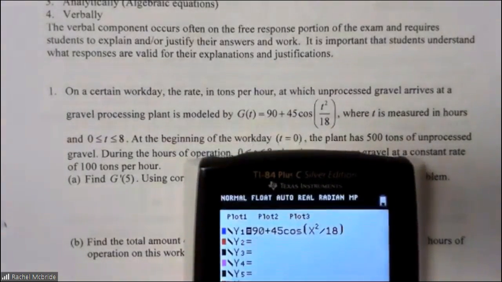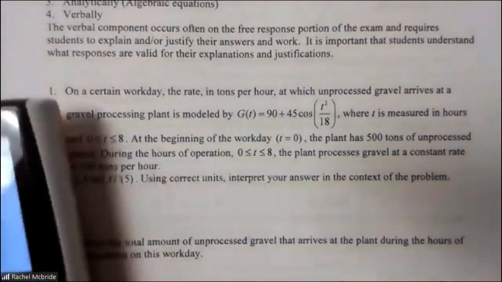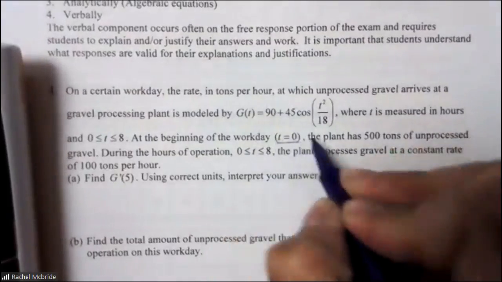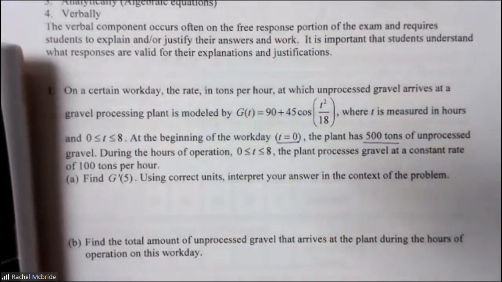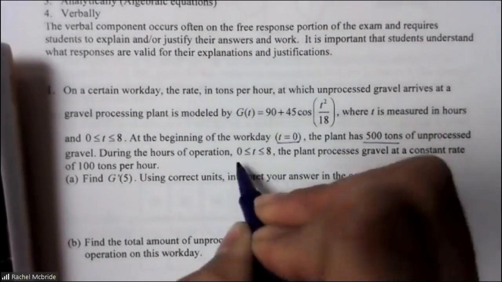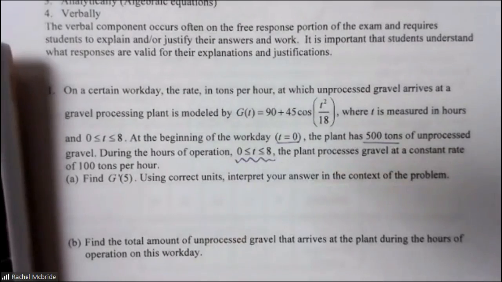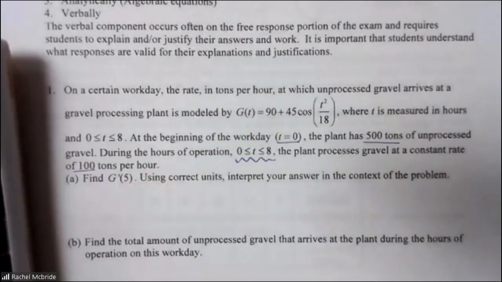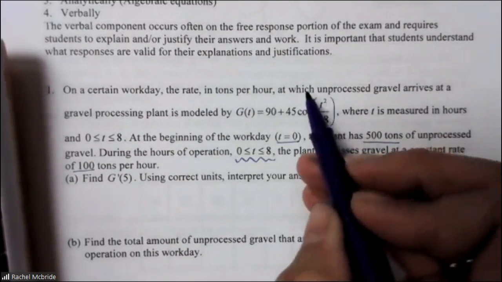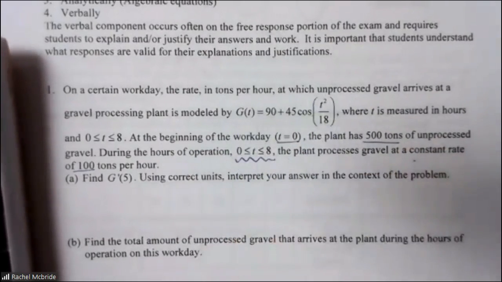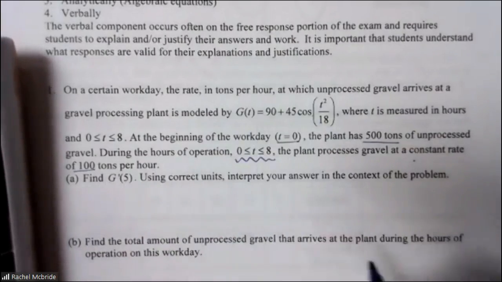Okay, so I plug it in. It says at the beginning of the workday there are 500 tons. That tells me that's my initial condition. I'm going from 0 to 8 with a constant rate of 100 tons per hour. And the unprocessed is modeled by this. So processed, unprocessed. Find G prime of 5.